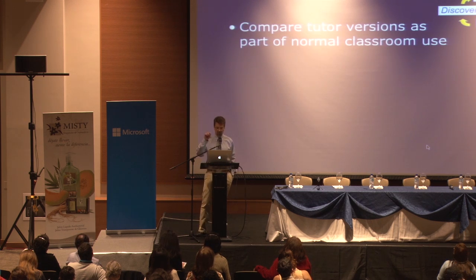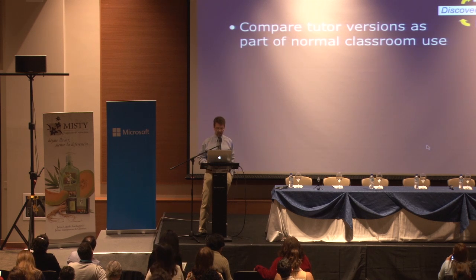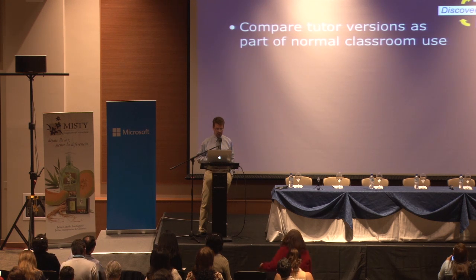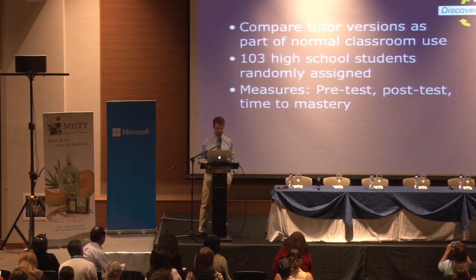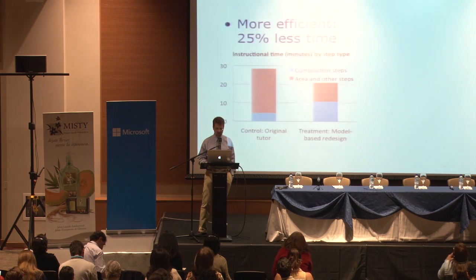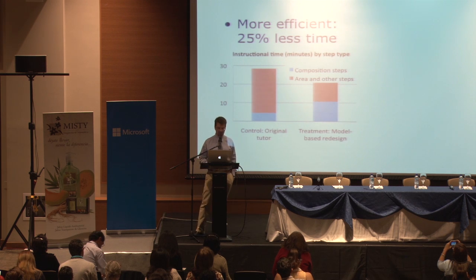We are comparing two different tutor versions, the one that existed before that had just those scaffolded problems, and the new version that had these unscaffolded problems with the gradual fading of the scaffolding support, and the problems that involve isolating steps in the tutor for planning skills. So we had 103 high school students that were randomly assigned to one of these two conditions. We had a pre-test, a post-test, and we also tracked the time it took students to get to mastery. And what we found is that the redesigned students learned better and faster.